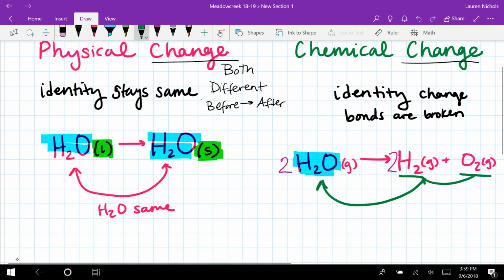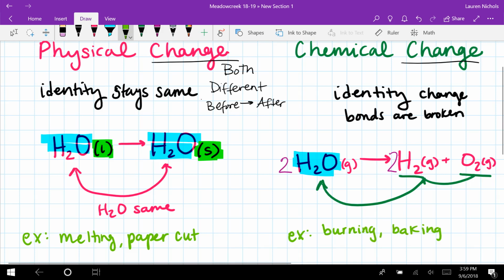Let's talk about some examples of each of these. Examples of a physical change: we talked about freezing, melting, and paper being cut. If you cut a piece of paper, the form and the shape have changed, but it's still paper. Examples of chemical changes: anything that's burning, baking, reacting, any of our 5 types of reactions, so synthesis, decomposition, single replacement, double replacement, combustion, all of those things are examples of chemical changes.